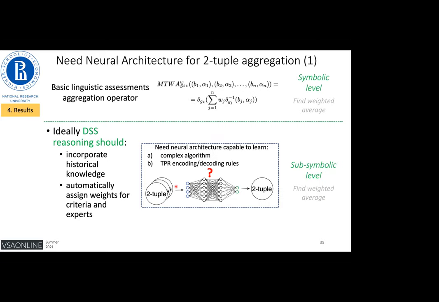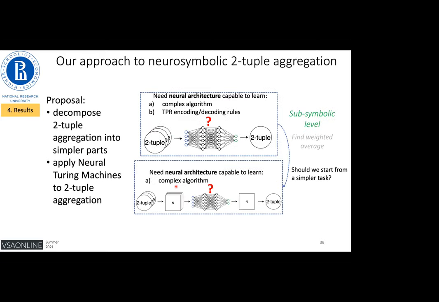So this is quite a challenging task, and therefore we start from a simpler task. Let's avoid making the subsymbolic system learn the TPR encoding and decoding rules. Instead, let's focus and try to find a neural architecture that is capable of learning some complex algorithm, for example, the weighted average that we see on the previous slide. And here the proposal is to use the neural Turing machines architecture for two-tuple aggregation.